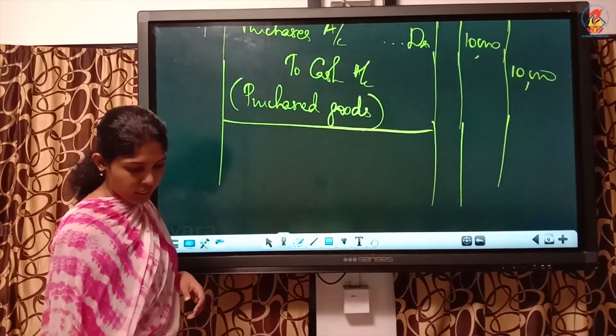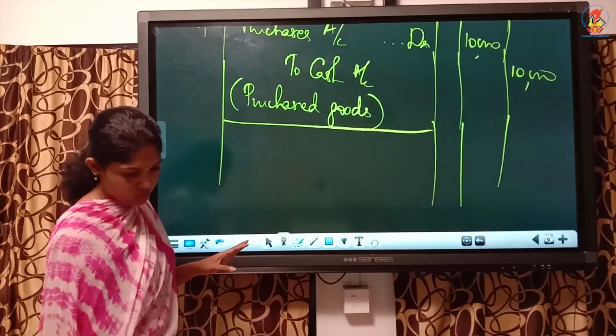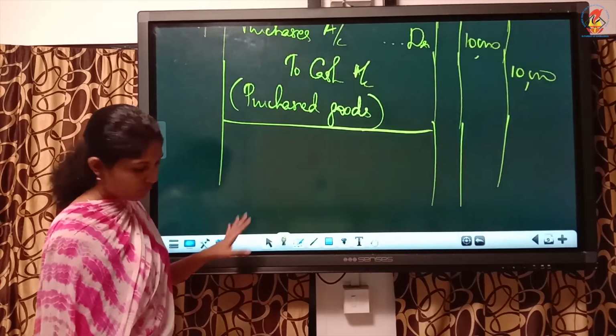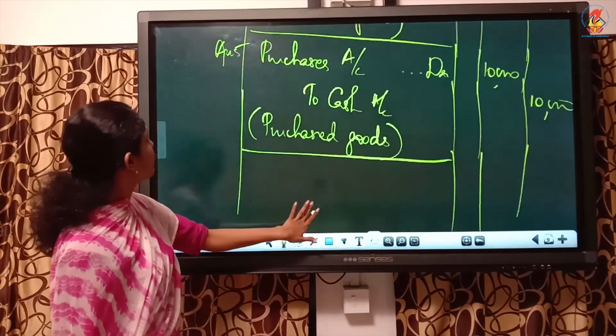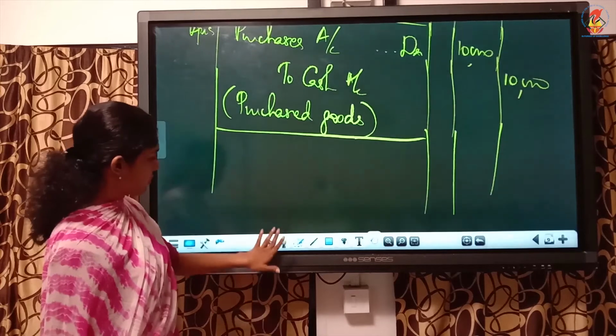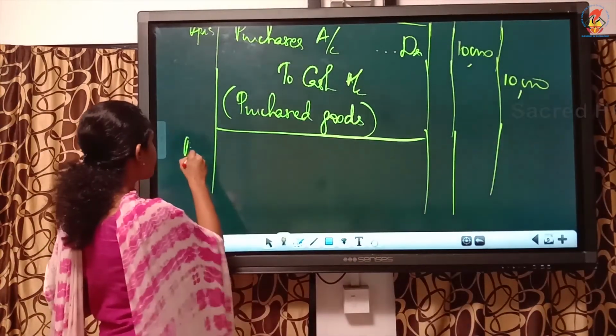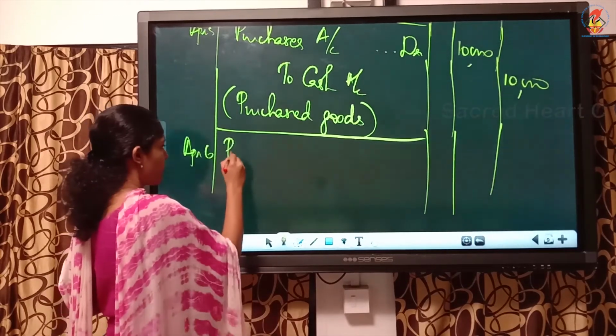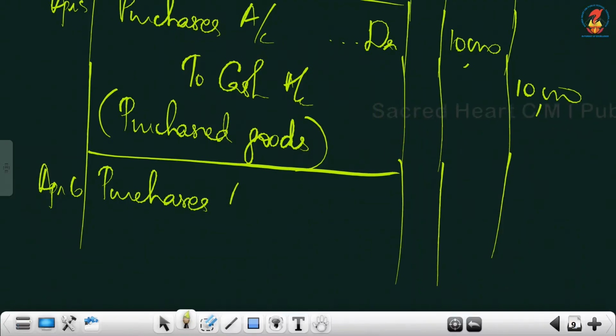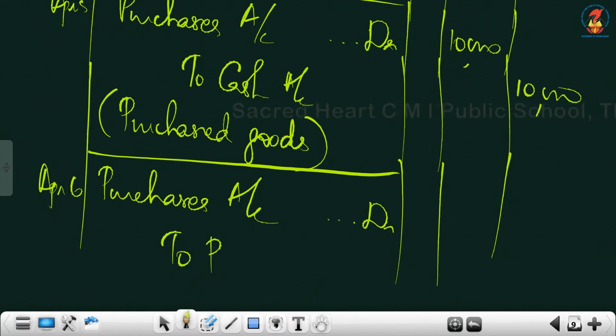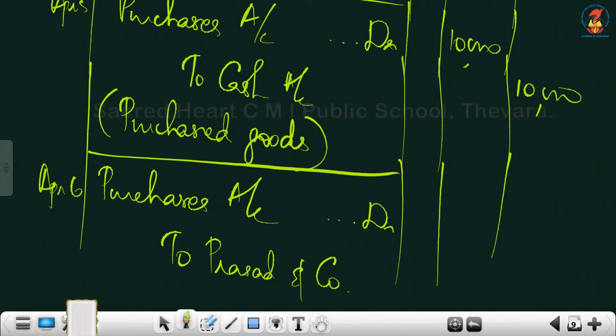Next is April, which one did we write now? April 5th, no? Yes. Next is April 6th, purchase goods from Prasad and Company. So what should we write? Purchases account debited to the creditor's name, you must mention. Prasad and Company, the name is mentioned, which means this is a credit transaction. Amount is 1 lakh.